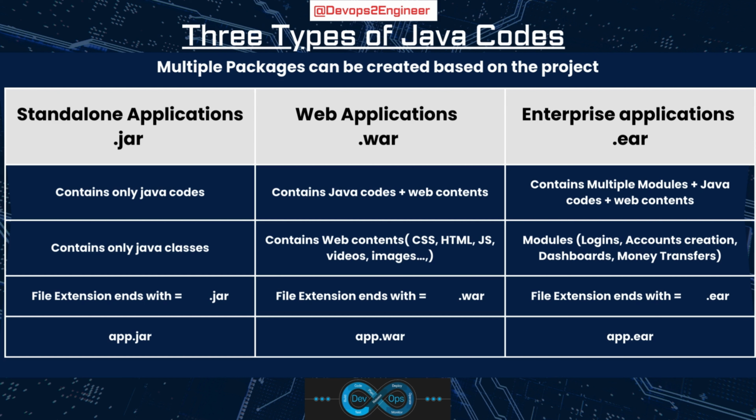Enterprise applications contain multiple modules plus Java code and web content. These modules could range from logins, account creation, dashboard, and money transfer. The file extension is .ear, for example, app.ear.